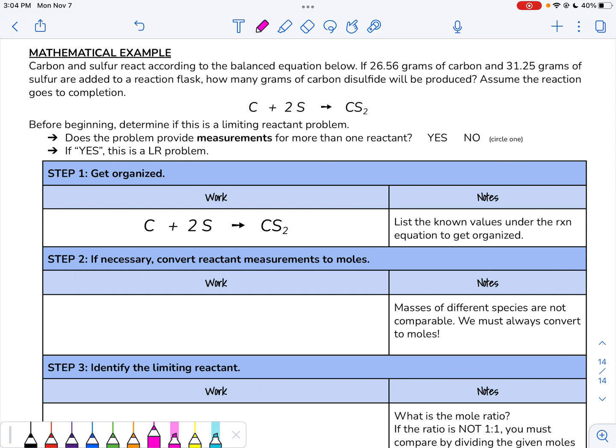So what that last sentence means is we are assuming that one of our reactants, or all of our reactants maybe, are going to get completely used up. This reaction will happen. It'll go all the way. Something's going to get used up.